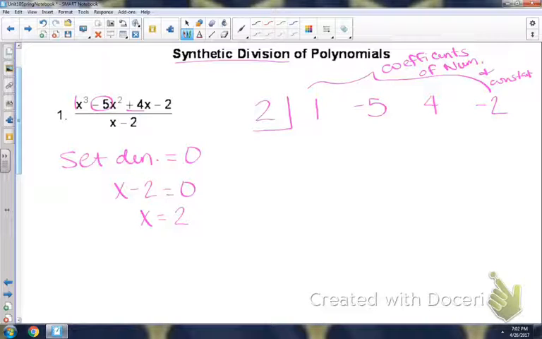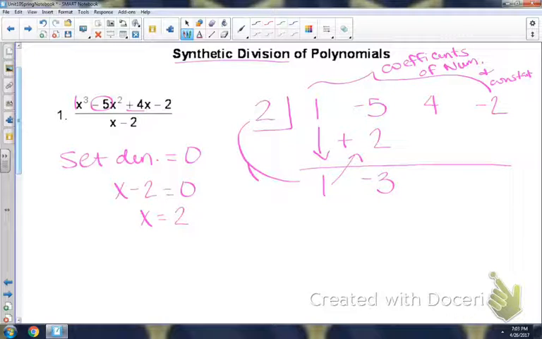Okay, so leave some space below those coefficients and that constant and draw a line. The first coefficient we're always going to bring down below that line. From here, we're going to multiply these numbers, so 2 times 1, and that answer is going to go underneath the next coefficient, which is a 2. From here, we're adding these numbers together. So negative 5 plus 2 is going to equal negative 3. Basically what we're doing right now is trying to find the coefficients of our answer.